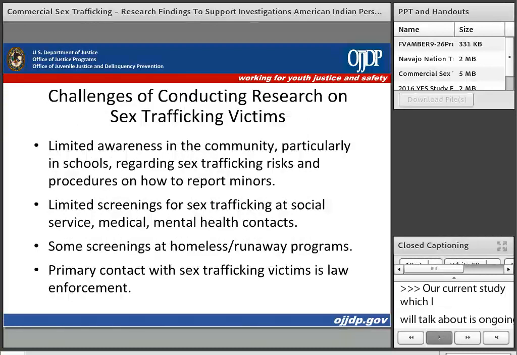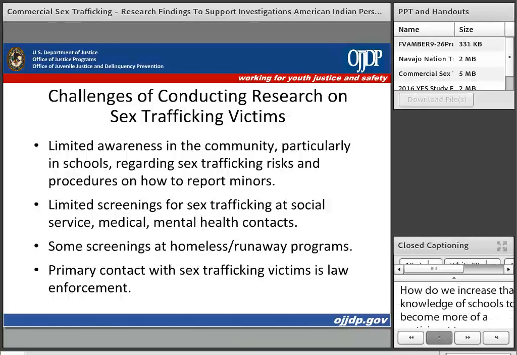Other challenges are that there is limited awareness in our community, particularly in schools, regarding sex trafficking risks and the procedures of how to report those minors. For both American Indian persons and non-Native persons, we do not see a depth of understanding and knowledge in our school system currently. Certainly our law enforcement and many of our social services have been trained, but we're still seeing this gap in schools, on reservation and off reservation. How do we increase that knowledge so schools become more of a participant to flag these youth and young adults as they are getting into trouble?